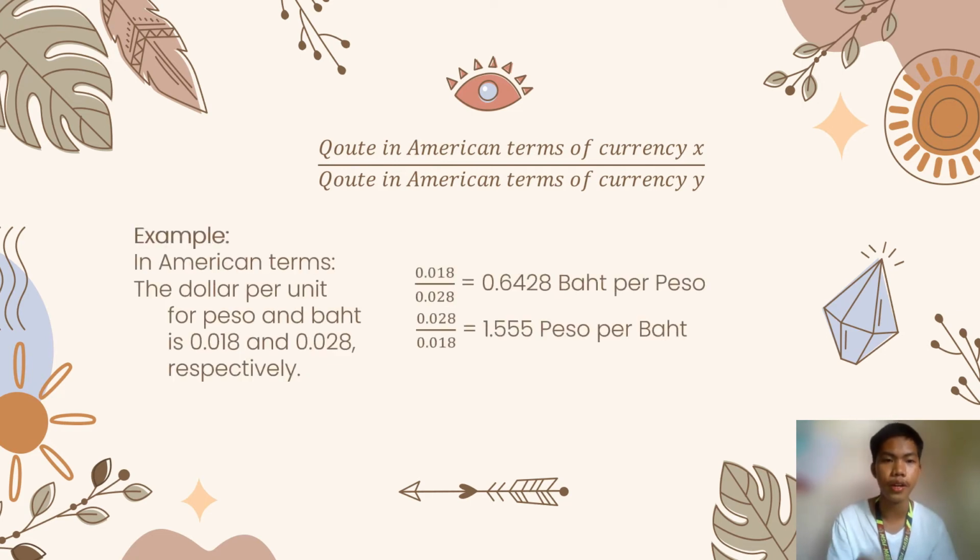So the example I have here is in American terms, the dollar per unit of peso and baht is 0.018 and 0.028 respectively. So to get the theoretical cross rates for them to be equal in both countries, we divide 0.018 by 0.028, which is 0.6428 baht per peso. So next, 0.028 divided by 0.018 is equal to 1.555 peso per baht.